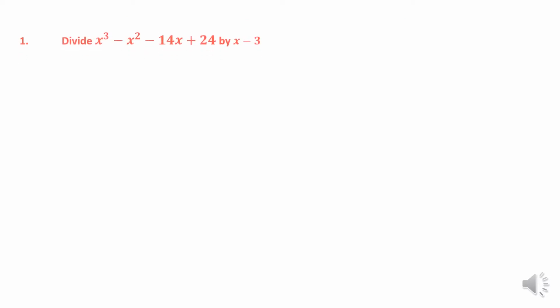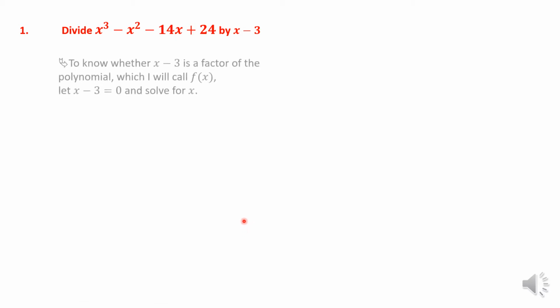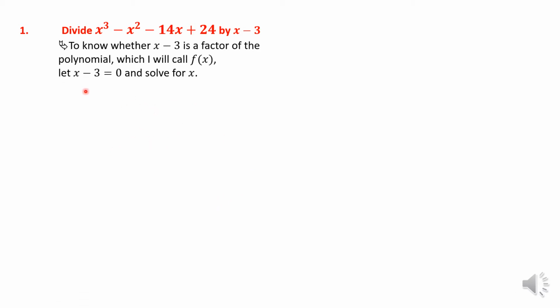Okay, so let us start with the first polynomial that we are supposed to divide by x minus 3. So I'm going to do this one 2 ways. What I mean is, we take the divisor, the x minus 3, we let it equal to 0, and then you solve for x. Obviously, you take that negative 3 across, x is equal to 3.